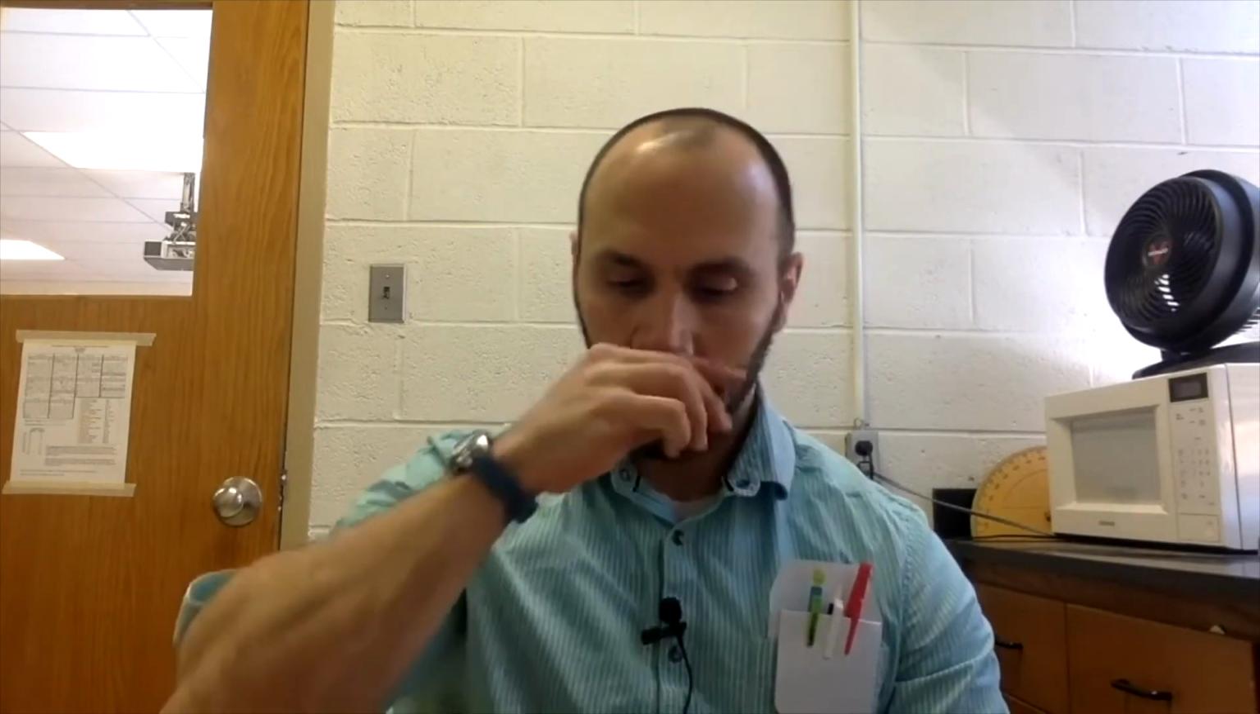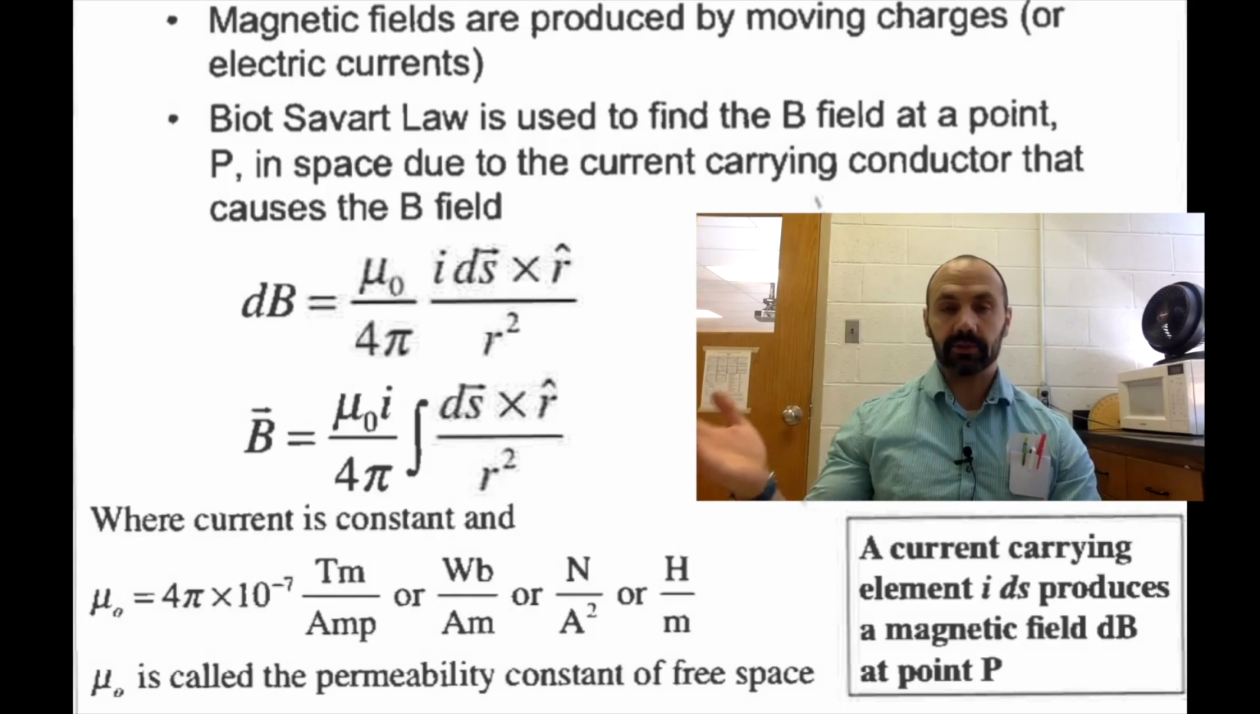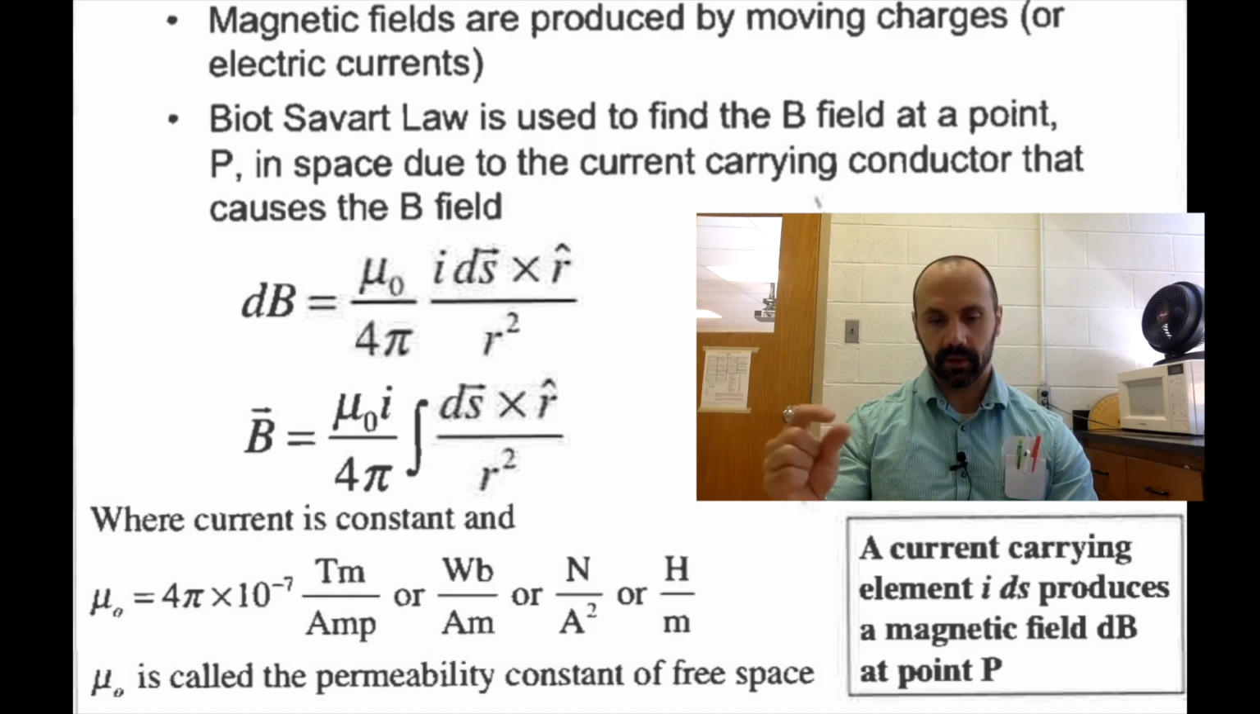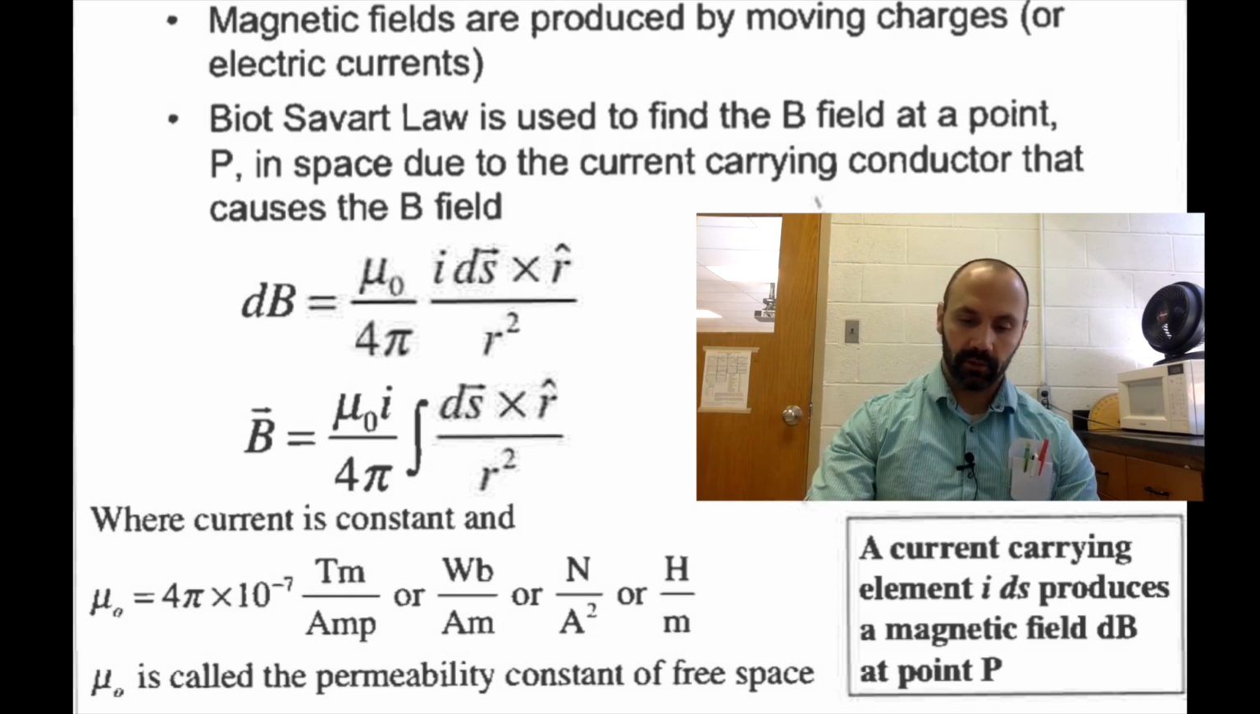Okay, and so let's put it this way. Magnetic fields are produced by moving charges. That's the basic idea here. And this is the Biot-Savart law to find the magnetic field due to any point. Simply put, dB, some small piece of the magnetic field, is due to some small piece of the current, and it's given by mu naught over 4 pi.